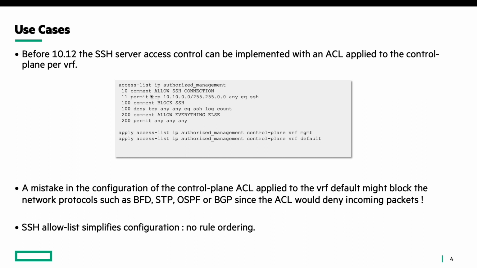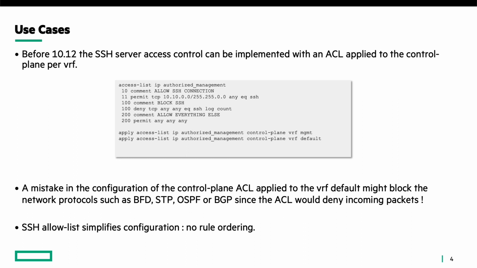It was done with what we call an access control list applied to the control plane. So here is an example of how it was configured: a standard access list where we define the destination TCP port, which is 22 for SSH. You need to permit and then deny what is not allowed. But in statement 200, we need to permit everything if it's applied to the VRF default.